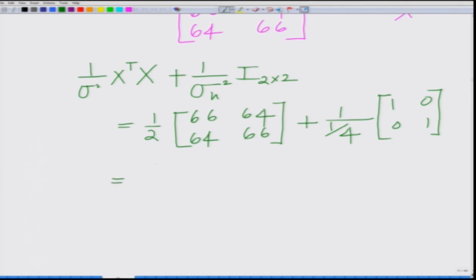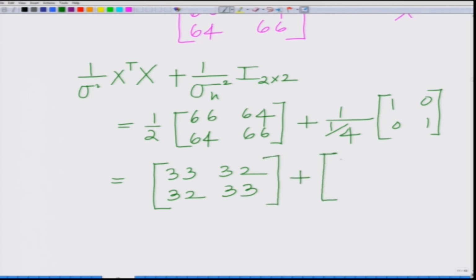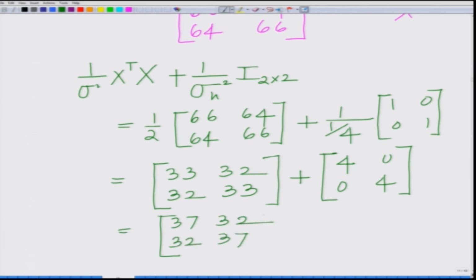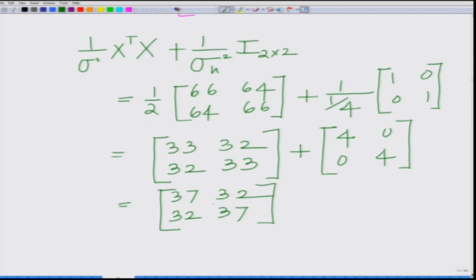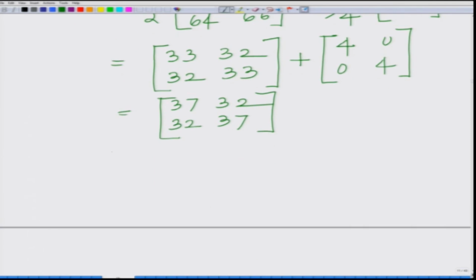be equal to, now you can compute this, this will be 33 32 32 33 half of x transpose x plus 1 over 1 by 4 times the identity matrix, which is 4 0 0 4. This will be equal to 37 32 32 37. Okay. And now you can see we can compute the inverse of this matrix easily.